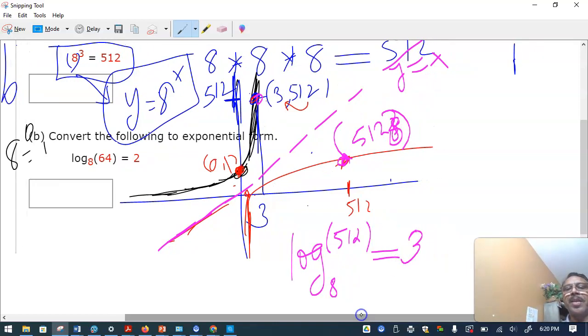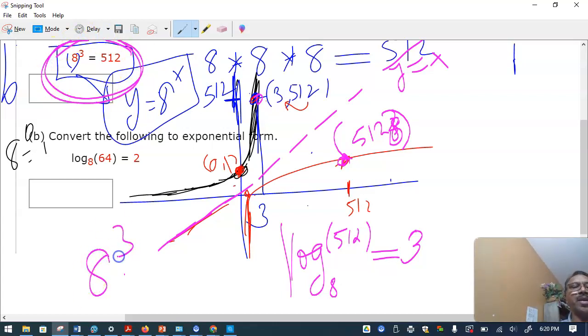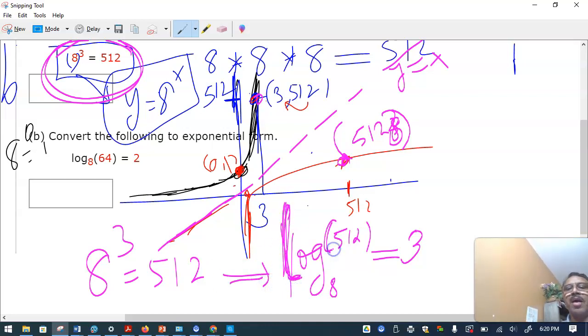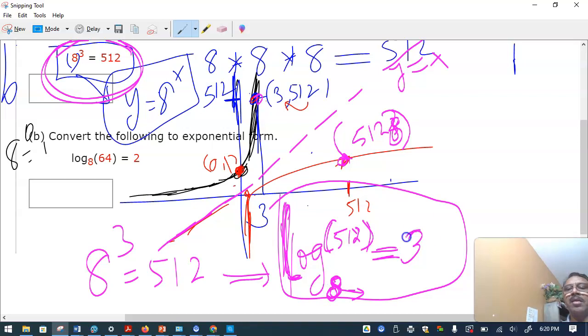So in other words, whatever the exponential form is, this 8 raised to 3 is 512, is the same as writing logarithm of 512 to the base 8 is 3. All that means is when you write this form, it only means 8 multiplied 3 times gives you this 512. That's all it is. Even though the question was very simple, I tried to explain the meaning of this.